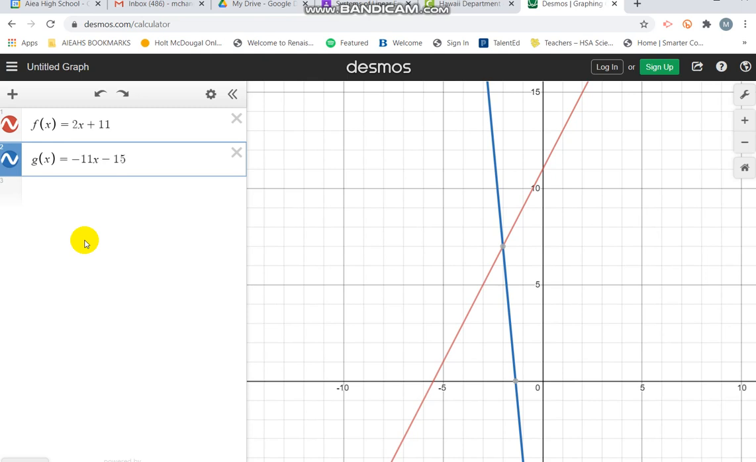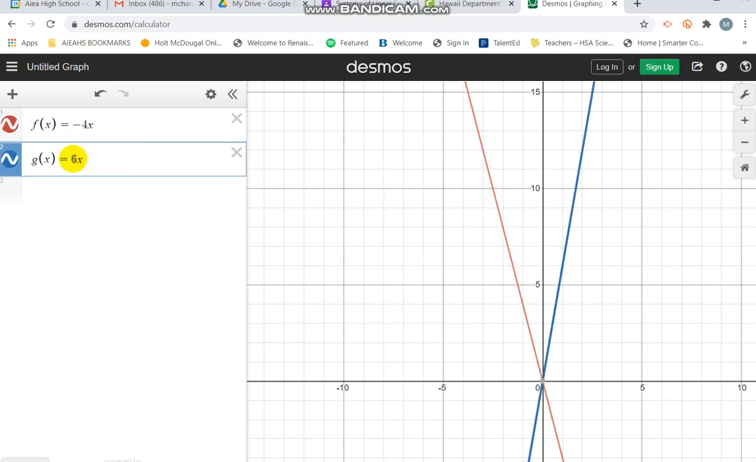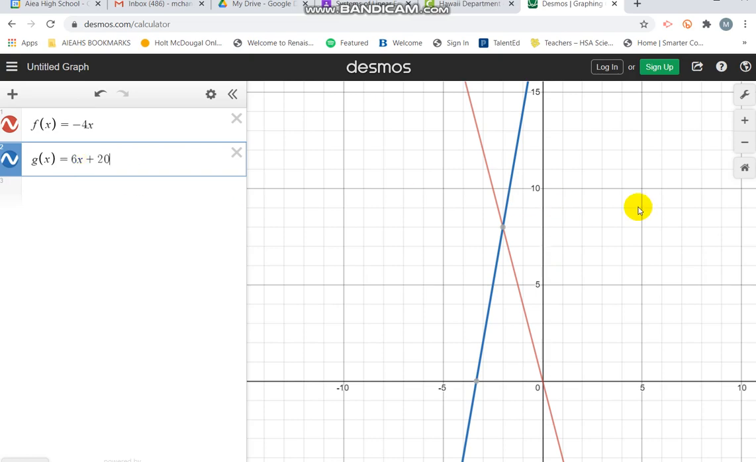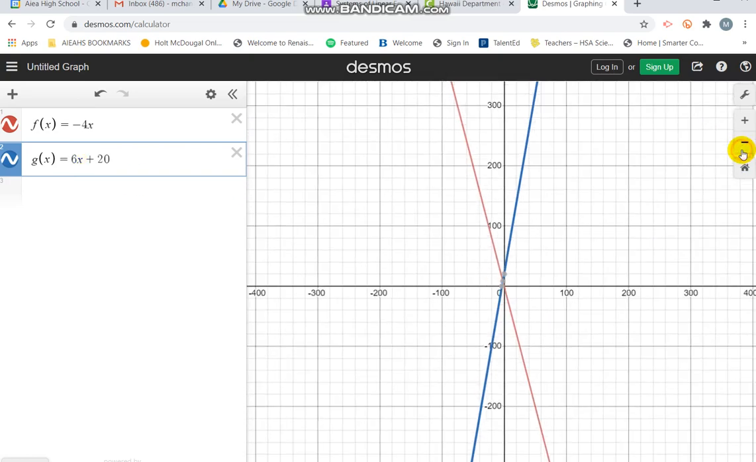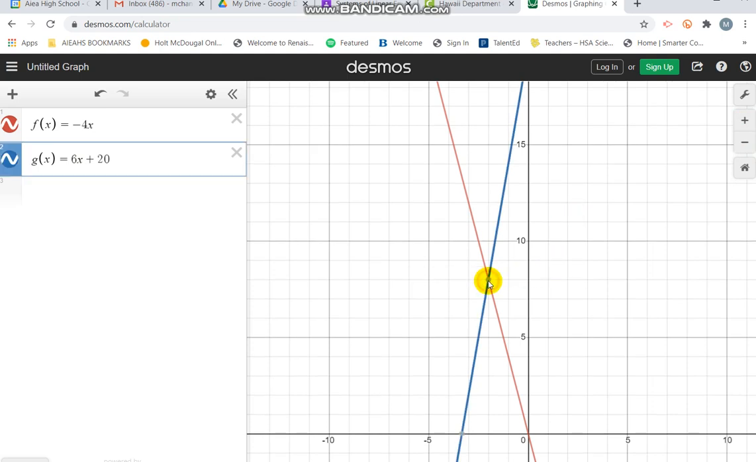Let's say I gave you another problem. So let's say I gave you something like this. f of x equals negative 4x, and g of x equals something like 6x plus 20. Okay, so as you can see here, again, if I zoom out, zoom back in, if I click here, there's only one solution, and that solution to this particular problem is going to be at negative 2, comma 8.